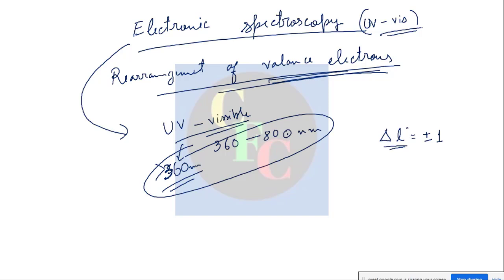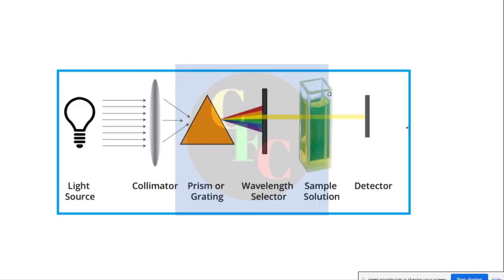Now, saying this, let us go first to the instrumentation technique, and we will then see the other aspects of UV visible spectroscopy, right? Now, instrumentation is very easy to think about. To perceive it, it is very easy.